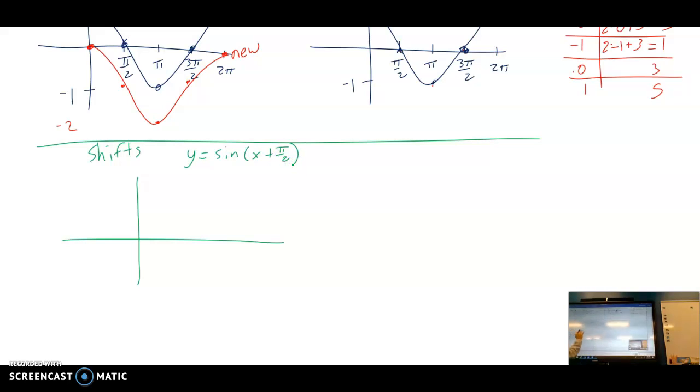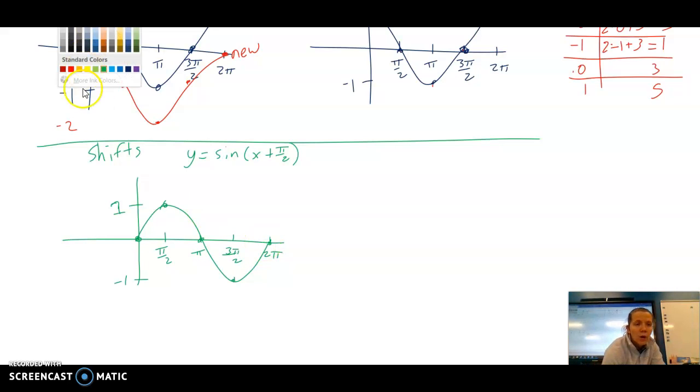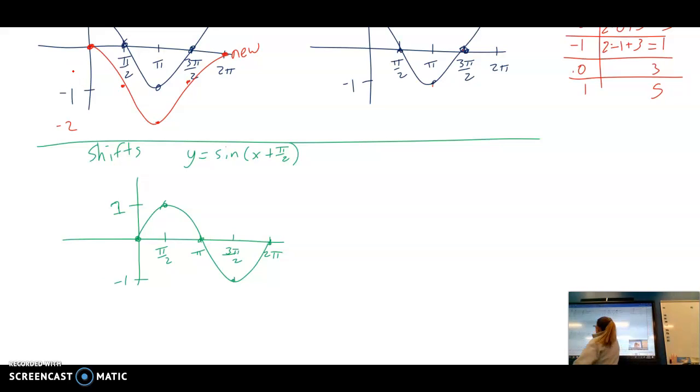Okay, so first I need to graph normal sine. So I got to put my main points. Right, and these are the main points I need to have memorized. Okay, so if it's sine, cool. Now I need to transform my function. And so what this is telling me to do is that I need to move left pi over 2 units. So what this point now needs to do is actually move left. This point needs to move left, this point needs to move left, this point needs to move left, and this point needs to move left.